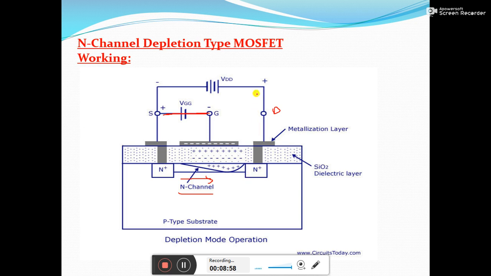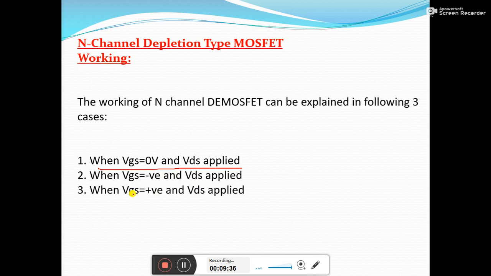As this drain terminal is more positive, the electrons get a repulsion force from the source terminal, but at the same time they get an attraction force from the drain terminal. So the electrons will move from source to drain. This establishes a current ID through the channel, which is denoted as IDSS. ID will be equal to IDSS. Maximum current will flow whenever VGS is equal to 0. That is the first case. Let me erase this. In the next case, VGS is made negative and VDS is applied.